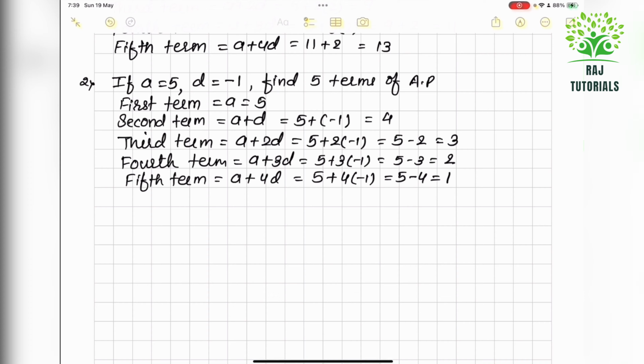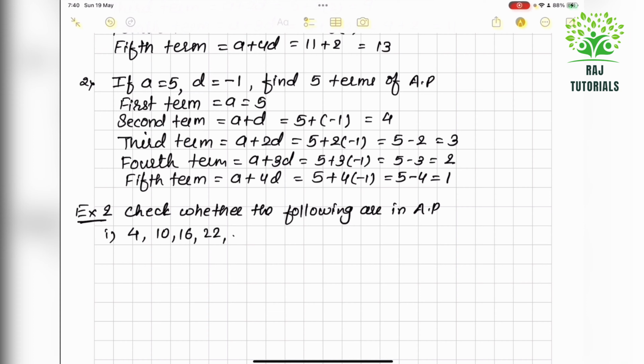Now suppose I take a second example, that is, check whether the following are in AP. So see, the first one is given to me as 4, 10, 16, 22, and so on. So he has asked me, is it an AP? So see, the first term is A, that is 4.